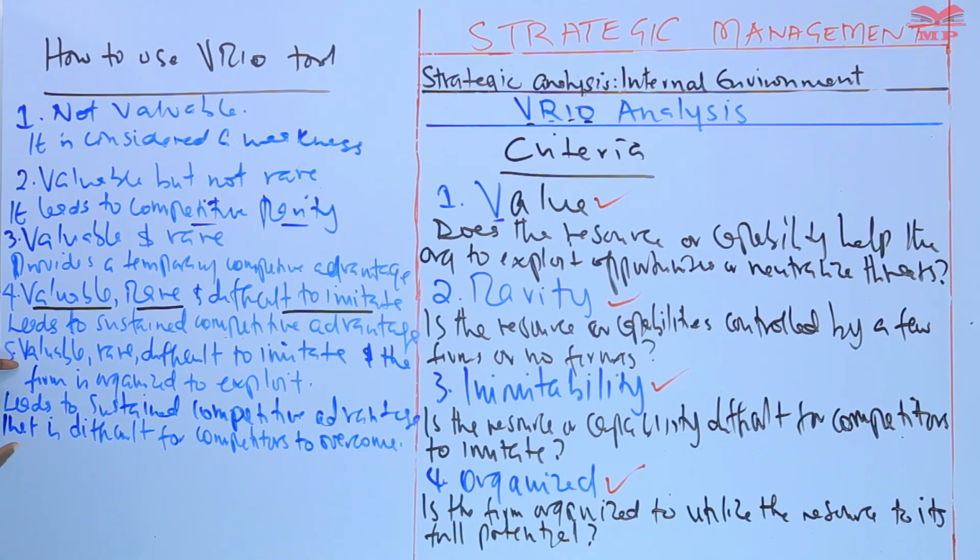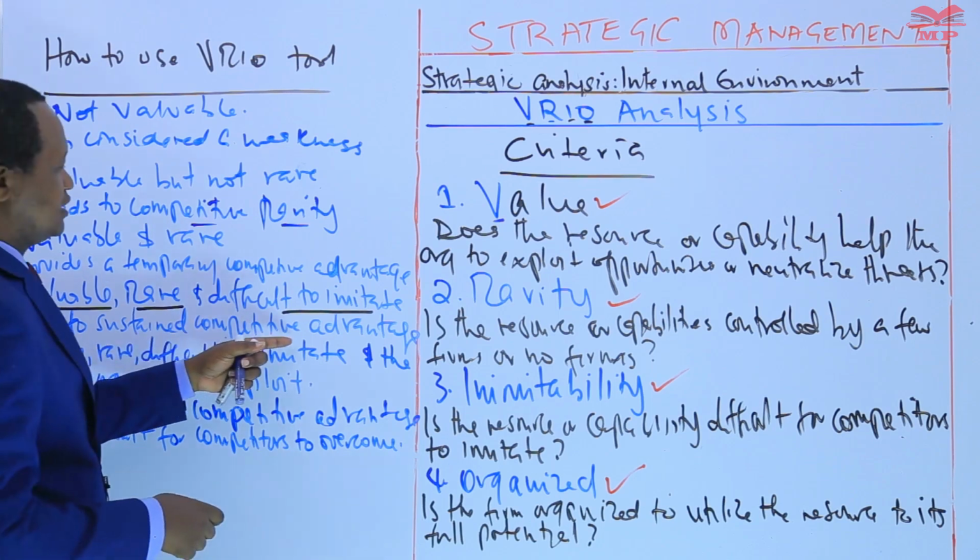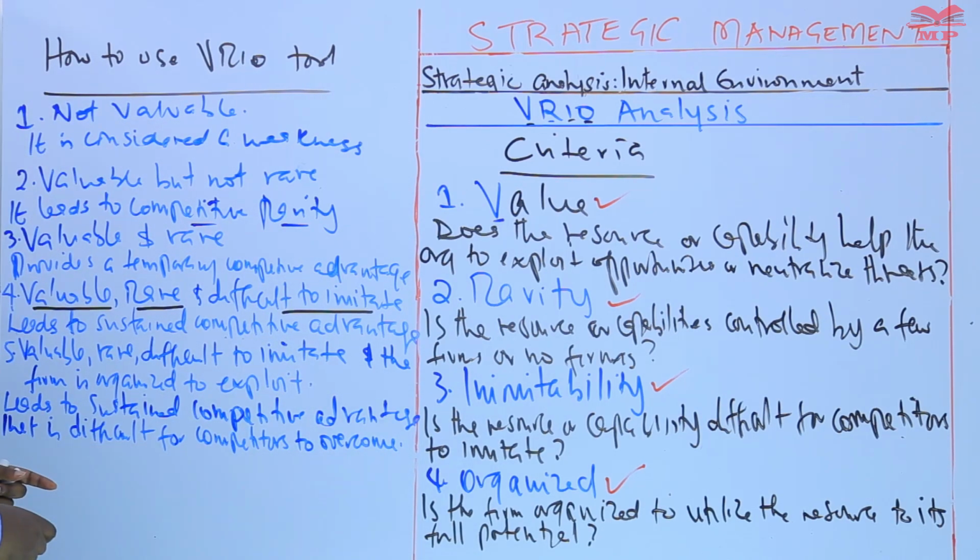Here we talked about the asset or resource or capability that is valuable. This one, valuable, rare, and difficult to imitate, only leads to sustained competitive advantage.